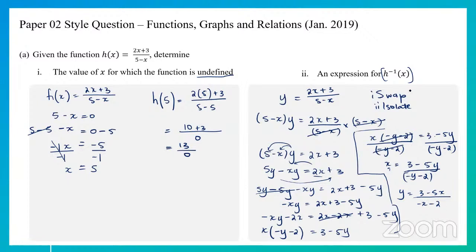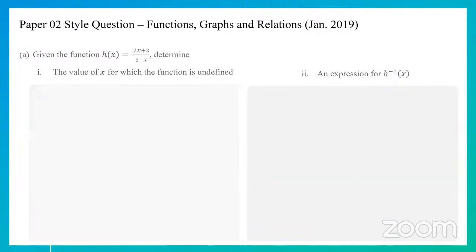So the rule of thumb is always these two steps, swap and isolate. If you isolate first before you swap, or swap before you isolate, the steps are always the same. Okay. Moving right along.